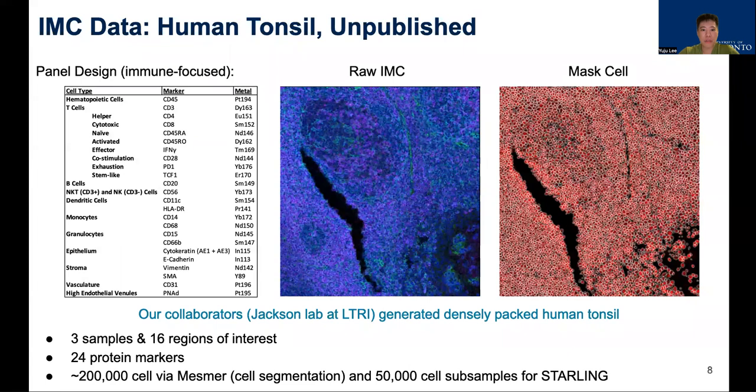For this work, we generated densely packed human tonsil samples. There are 3 samples and they comprise 16 regions of interest as part of a larger oncologic resection of oral carcinomas. Each sample consists of 24 markers, which is shown on the left, and about 200,000 cells retrieved after applying Mesmer, a cell segmentation algorithm. In the remainder of the talk, we will show the model results based on 50,000 subsamples.